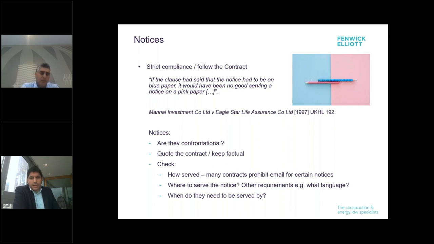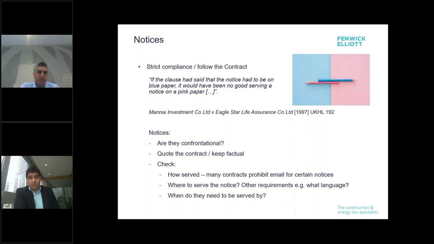And then things to check: how do they need to be served? A lot of contracts will prohibit service of certain notices by email. You just need to watch out for that. Interestingly enough, a lot still do reference fax, which could be room to cause some mischief there. And where to serve the notice, you want to check where the notice needs to be served. And there can be other requirements.